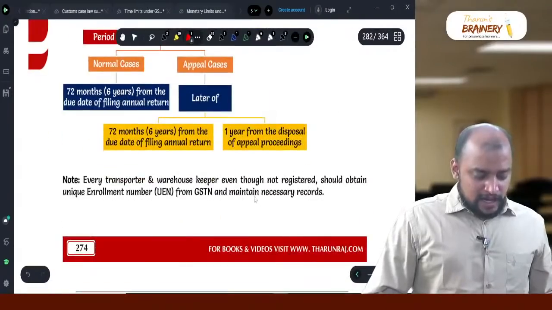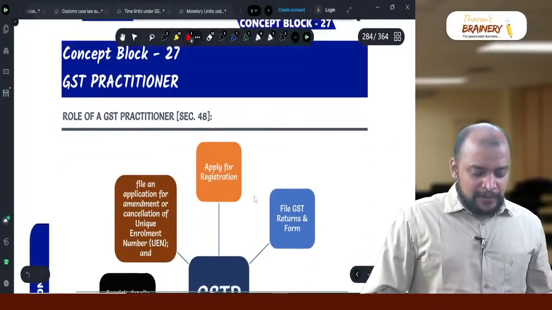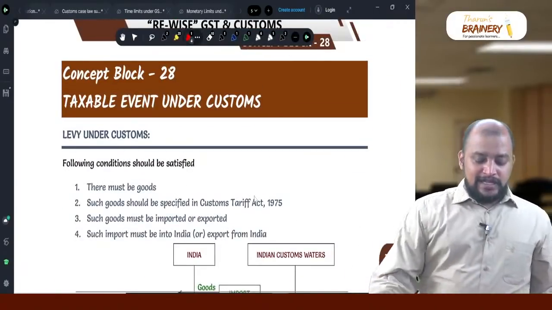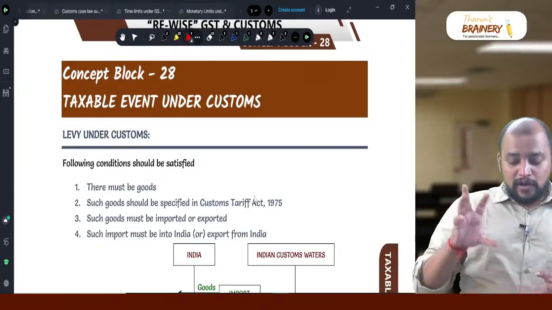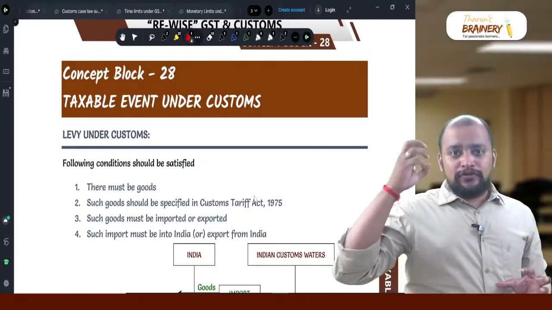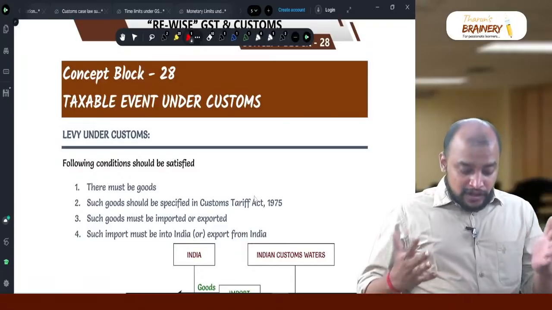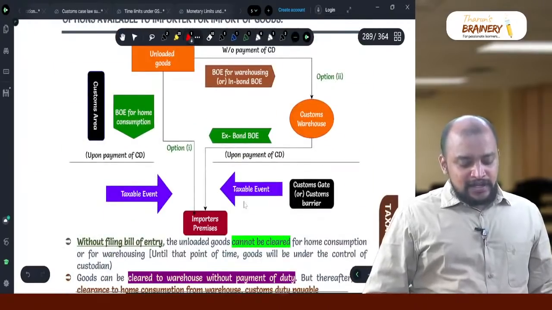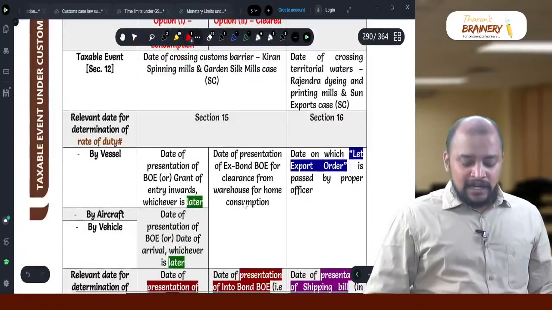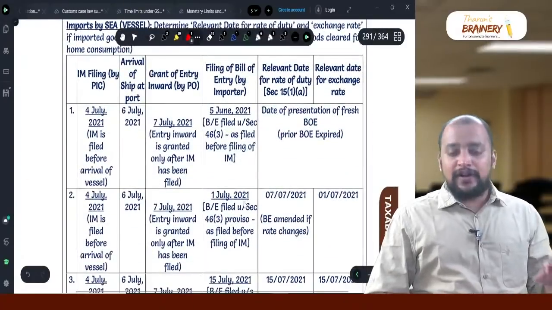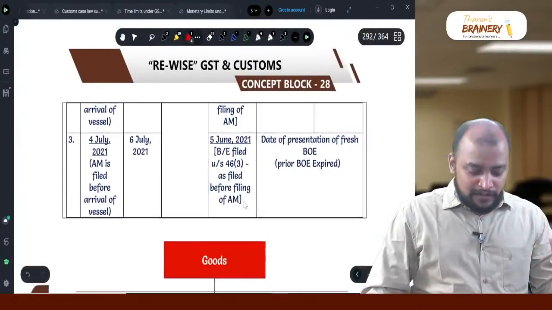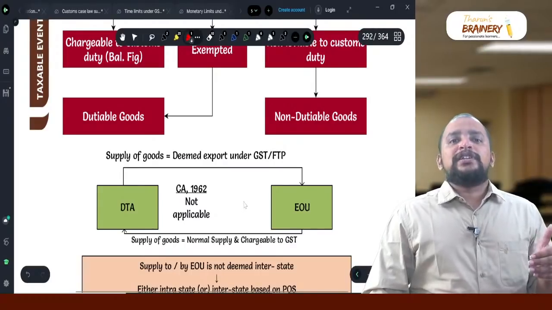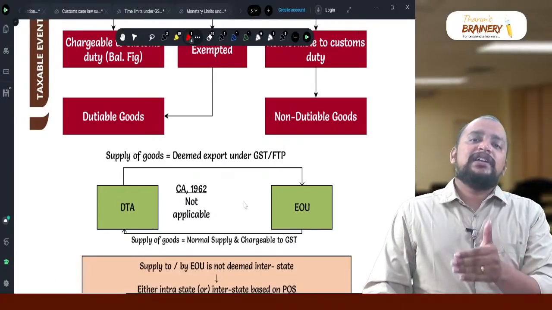Next, accounts and records we have already seen. So GST Practitioner. So these are the various concepts which you need to focus upon for GST. Then in customs, taxable event, mainly what is the relevant date for determination of rate of duty? In case of goods imported, we need to take the date of presentation of bill of entry or grant of entry inwards, whichever is later.